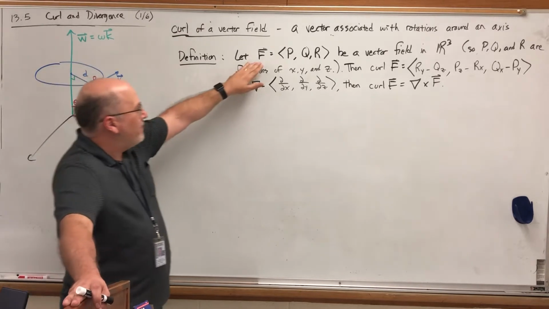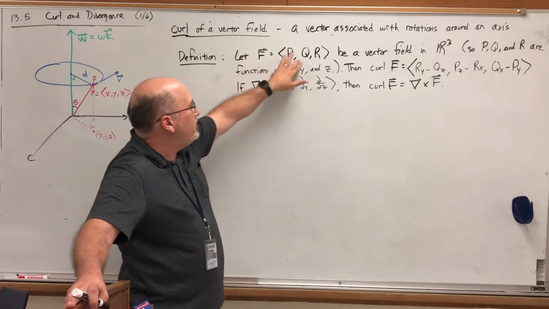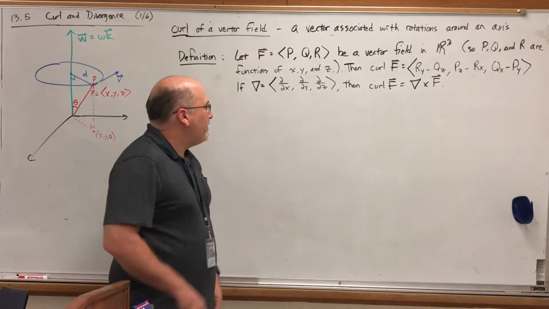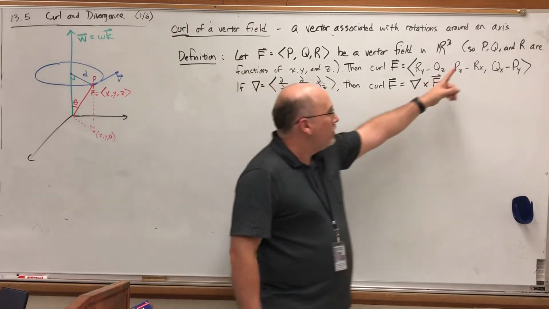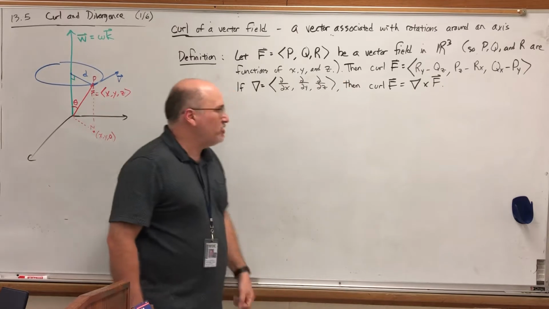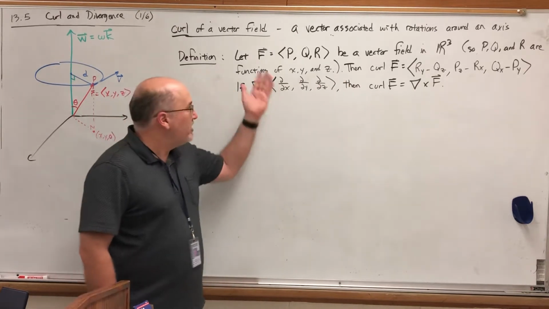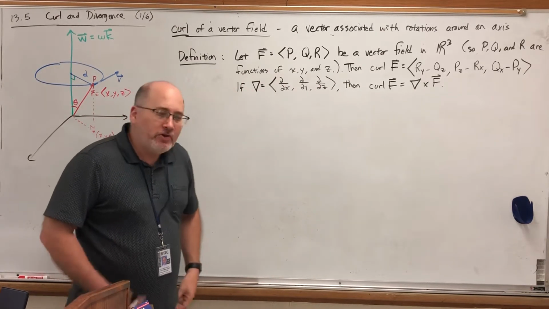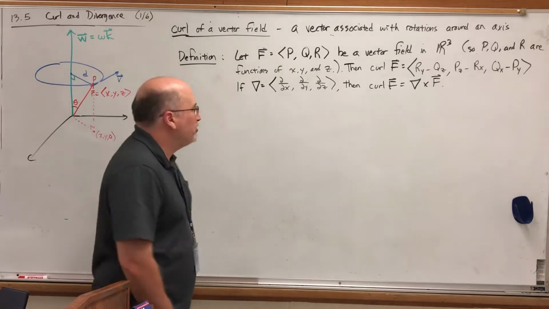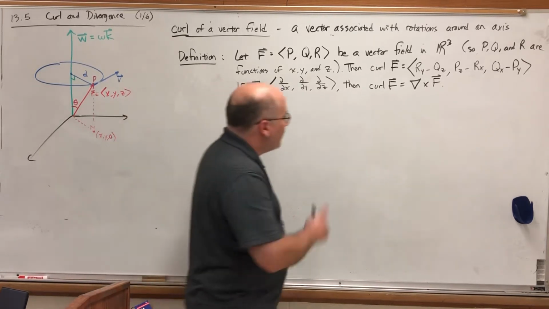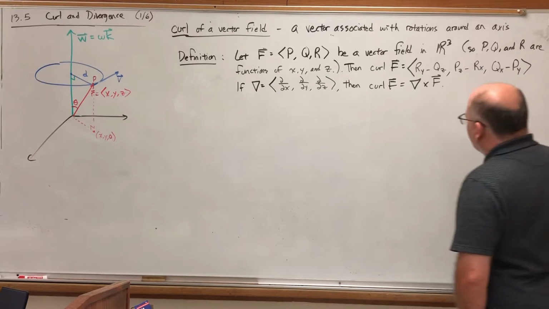But let's let F be a vector field PQR. And remember, what that means is that the P, the Q, and the R are all functions of x, y, and z. So give me the coordinates of a point in space, and I'll calculate a vector. You can think of the vector originating from that point in space. Then the curl of F is defined as the following vector field.